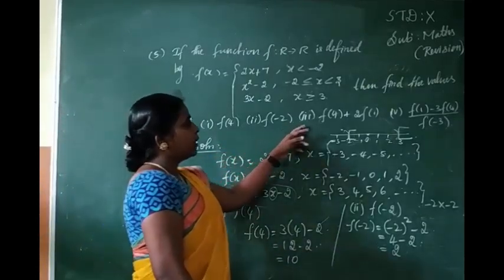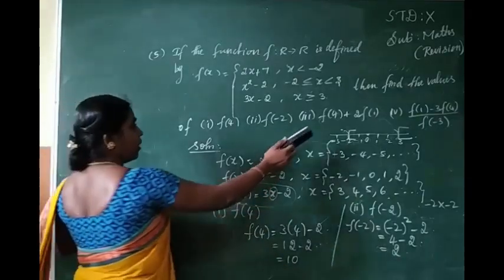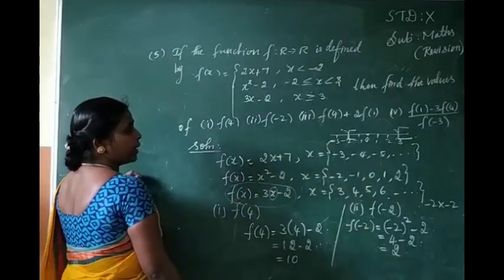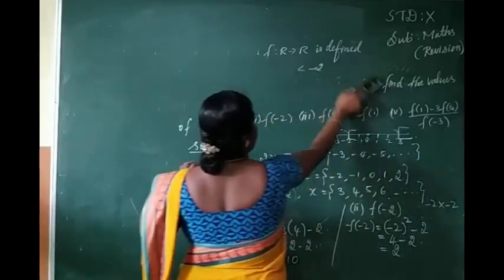Third one is f of 4 plus 2 f of 1. So f of 4 value we already got. f of 4 is 10. So next we want to find f of 1. Okay.